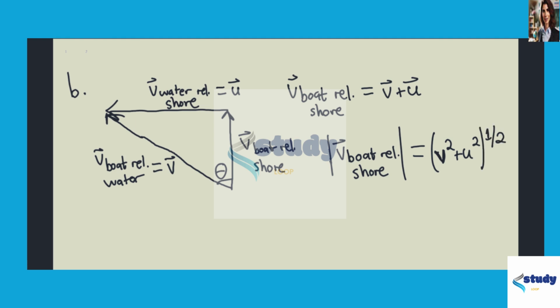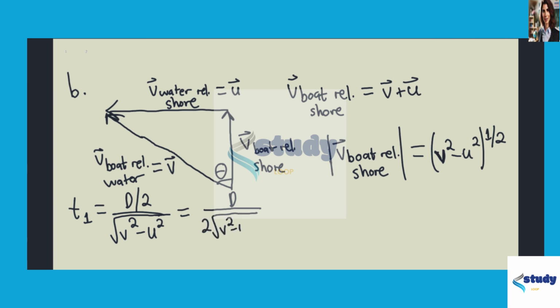And the time to go a distance d over 2 across the river, we can say that t sub 1 would be equal to d over 2 divided by the square root of v squared, my apologies, this is actually negative. So it would be v squared minus u squared, and this would equal d over 2 times the square root of v squared minus u squared.